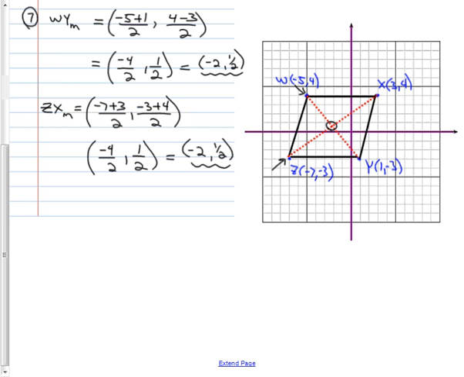Yes. So we have a parallelogram by what reason? Diagonals bisect each other. The reason we have it is because diagonals of our quad bisect each other.